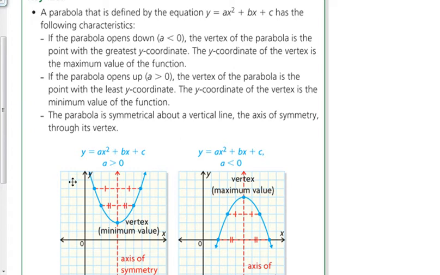If the parabola opens up, I have a minimum value for my vertex. The y-coordinate of the vertex is the minimum value of the function. Here the y-coordinate for the vertex is the maximum value of the function. The parabola is symmetrical about a vertical line, this line. This line is called the axis of symmetry, and it passes through the vertex of a parabola.